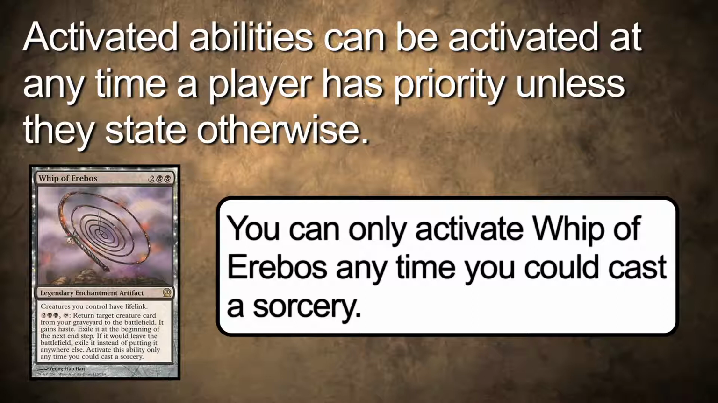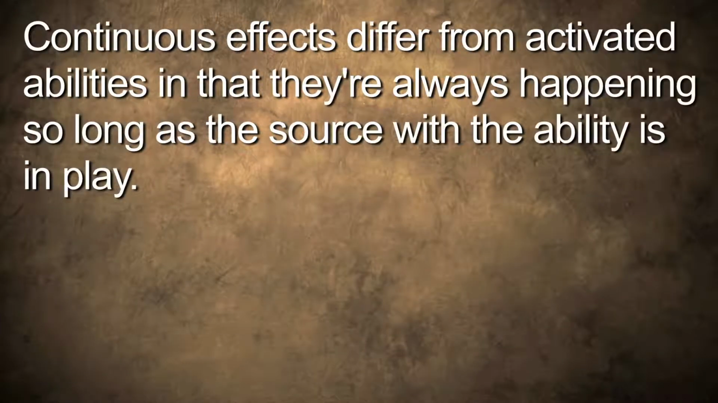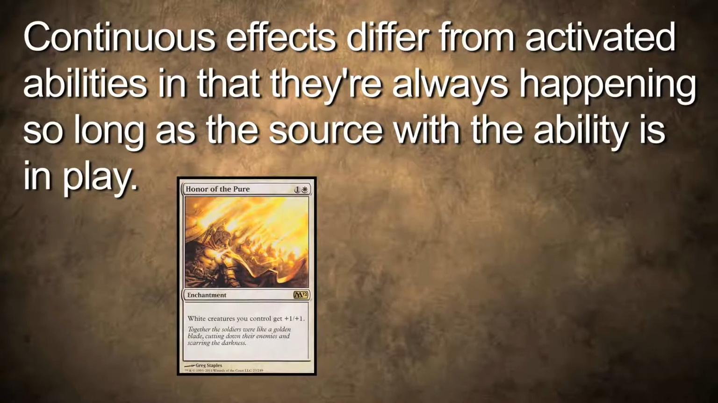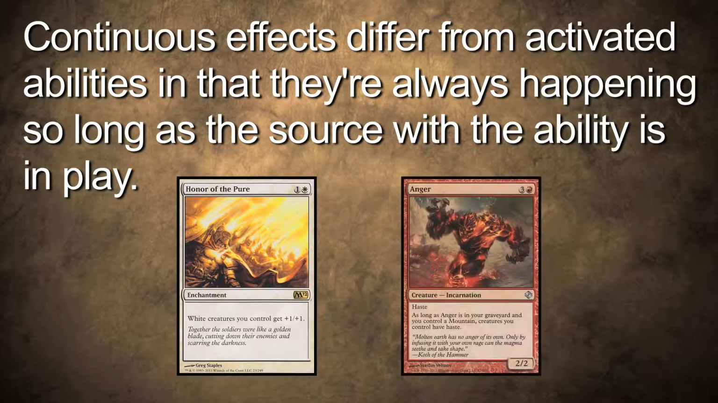Whip of Erebos. Continuous effects also differ from activated abilities, in that they're just always happening so long as the source of the ability is in play, like with the enchantment Honor of the Pure, that always gives white creatures you control +1/+1, or if they're in the appropriate zone, like with the creature Anger in your graveyard while you control a mountain, to give all of your creatures you control haste.